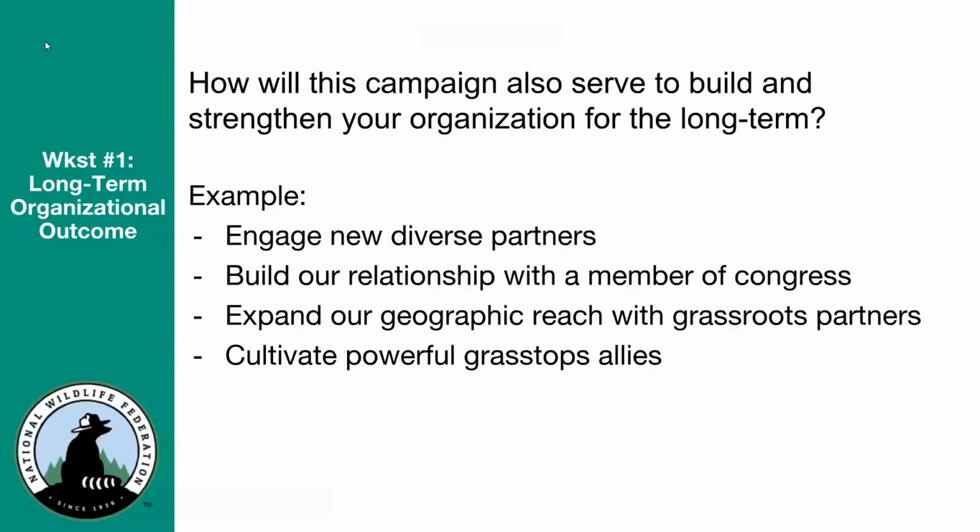But in addition to the strategic plan alignment, this is also a moment to think about some of the other goals you have as an organization. So for example, engaging new diverse partners. We may have a goal as an organization that in order to build power and be effective, we need stronger relationships within the tribal community. So one of the goals of, say, the Keystone XL pipeline fight might be to reduce fossil fuel emissions and stop climate change, but another goal might be to strengthen our relationships with our tribal partners.